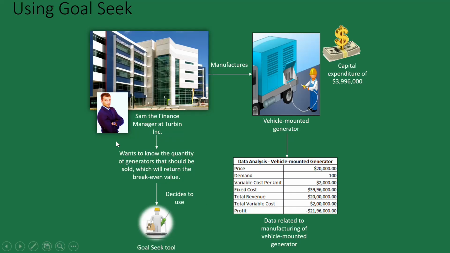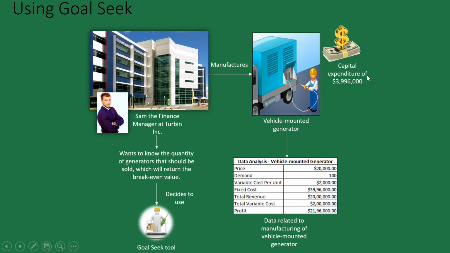Next one is goal seek. As you can see here, guys, using goal seek, Sam is the finance manager at Darboin's company, and wants to know the quantity of generators that should be sold to return the break-even value. He decides to use the goal seek tool.